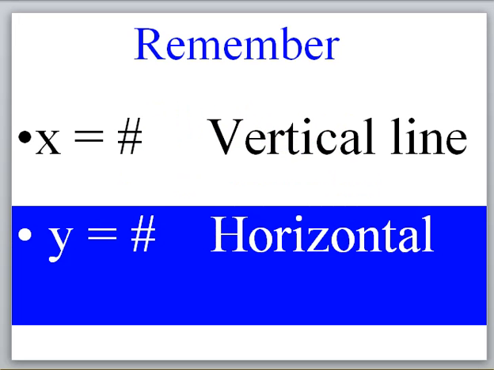Things you want to remember is that an x equals a number equation is a vertical line, and a y equals a number equation is a horizontal line. So if it's just x equals 3, then it's a vertical line, meaning it's going straight up and down. And if it's y equals a number, then it's a horizontal line, and it means it's going left and right. So it might say y equals 5 or something like that.